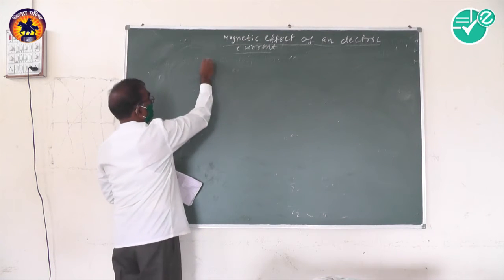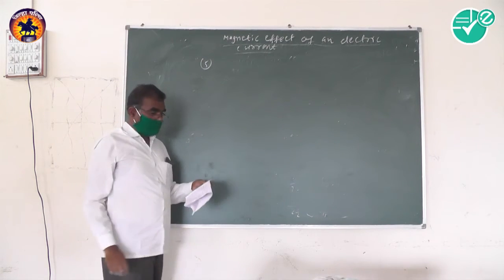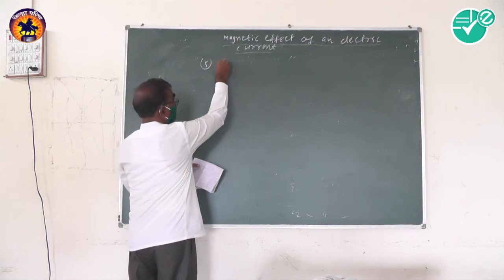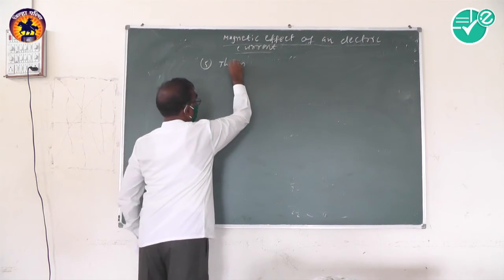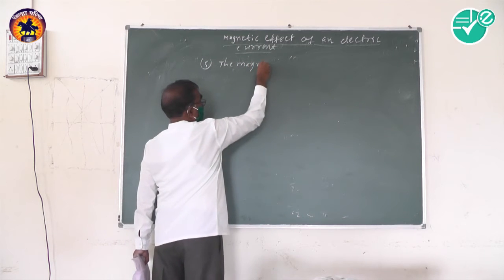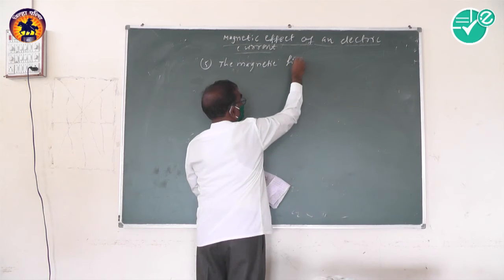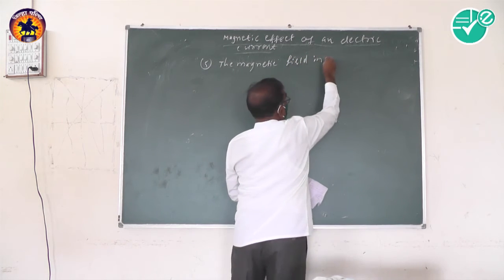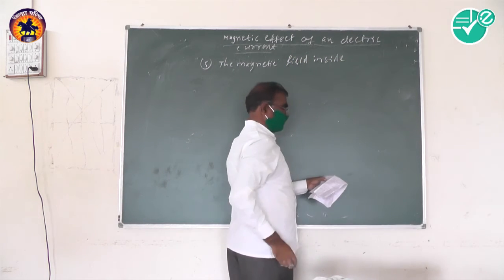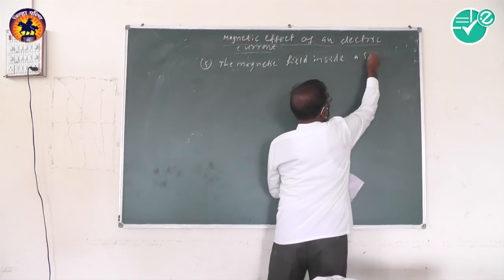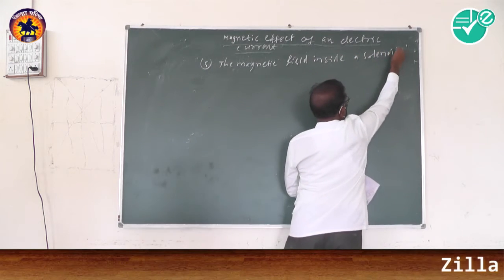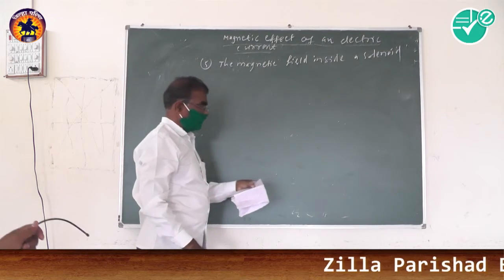That is the problem number 1. The magnetic field inside a solenoid.